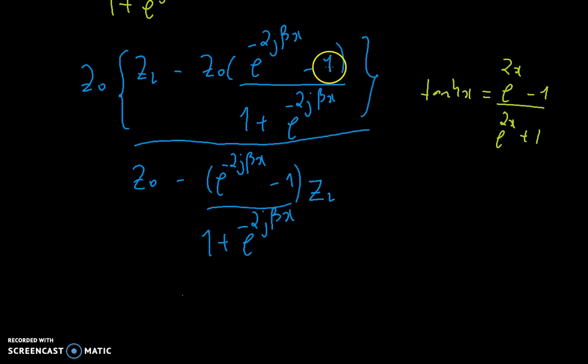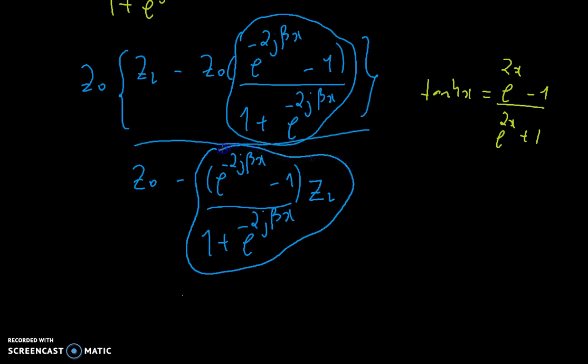Okay, so what we need to do is to convert this piece here, this piece and this piece, into the tanh function. So if you look here, it has exactly the same form as the tanh function, just the x here is replaced by the minus j beta x here.